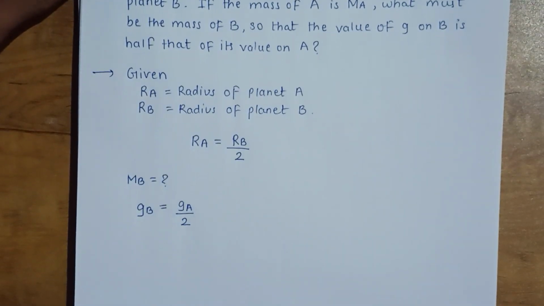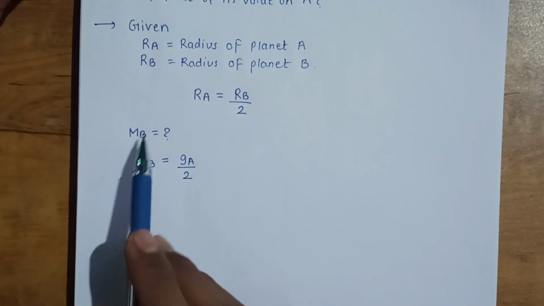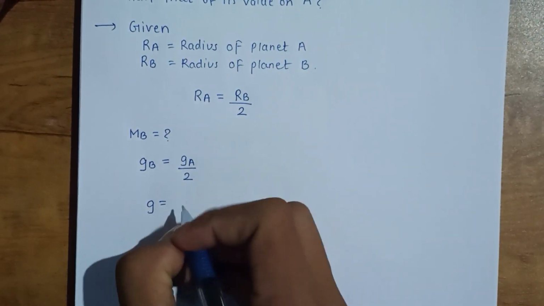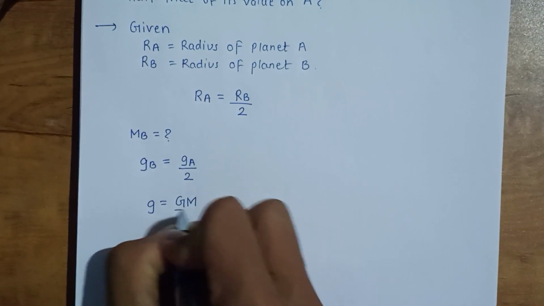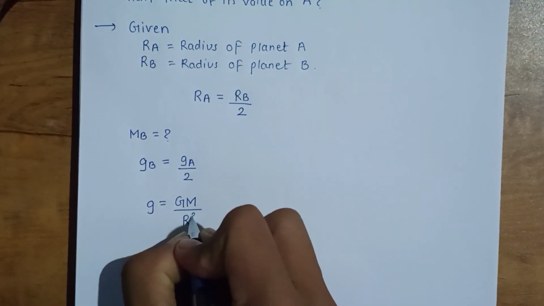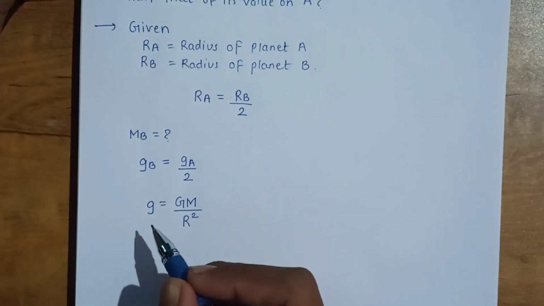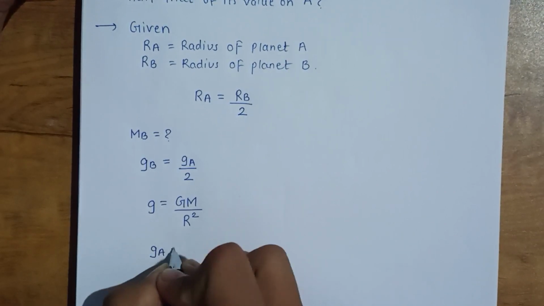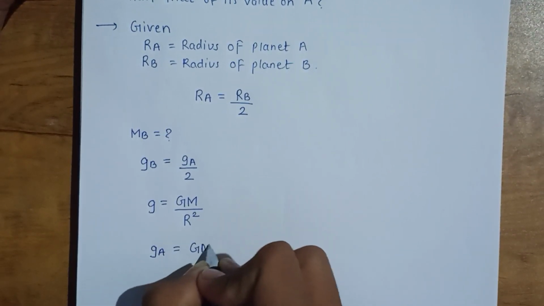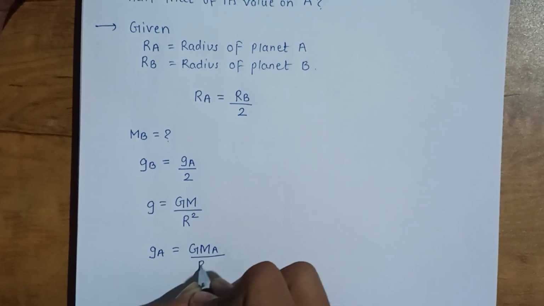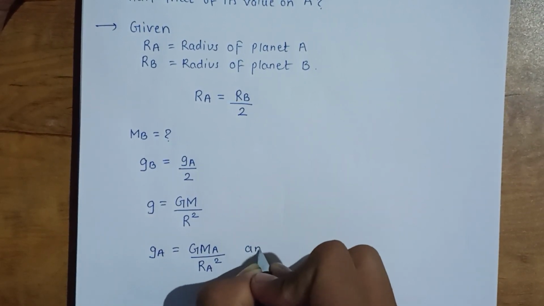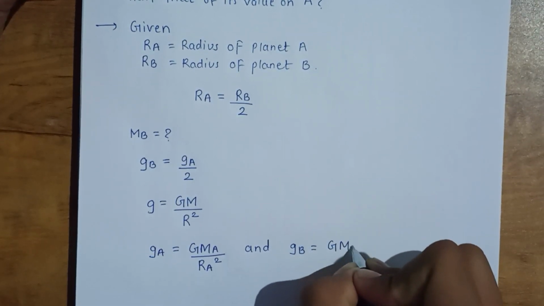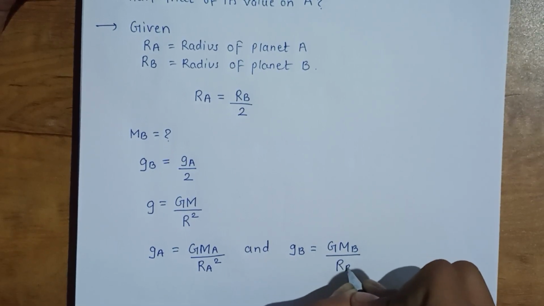Okay, so now we have to find the value of MB. So first formula is, we know that G equals to Gm by R square. So this is a formula. Okay, so first we will substitute this for GA and then for GB. Okay, so GA equals to GMA divided by RA square and GB equals to GMB divided by RB square.